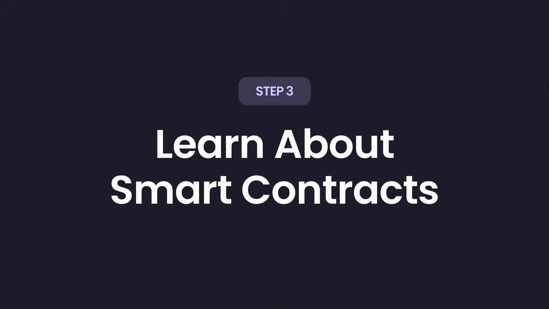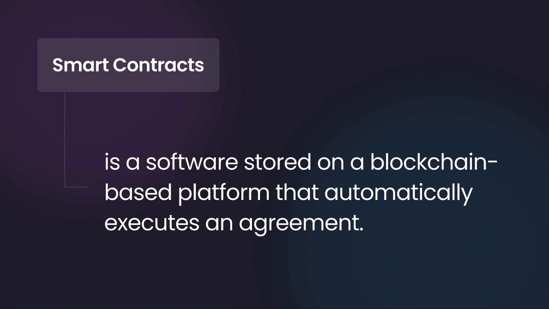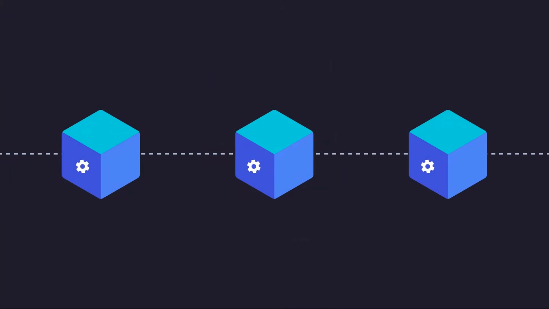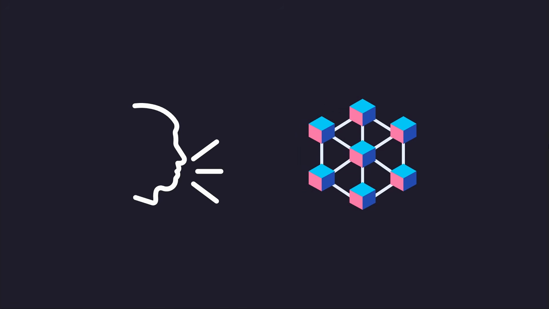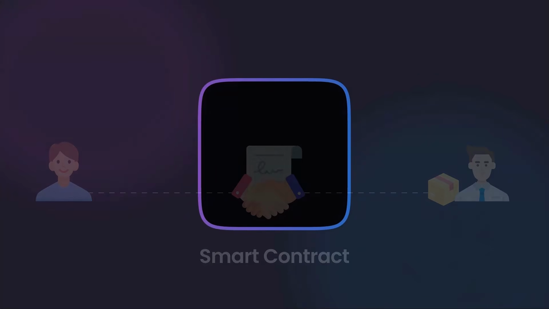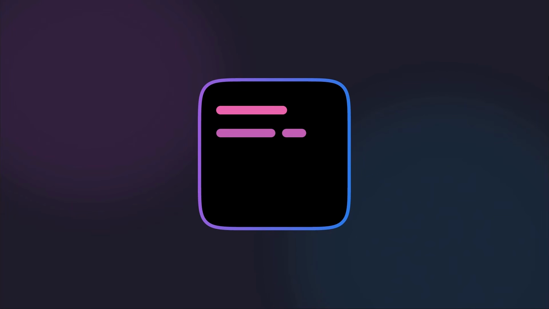The third step in our journey is to learn about smart contracts. A smart contract is a software stored on a blockchain-based platform that automatically executes an agreement. Smart contracts are how you can program the blockchain to perform a specific set of instructions, like you're telling the blockchain exactly what to do. Smart contracts enable you to exchange anything of value while also eliminating the middleman. The self-executing feature of a smart contract is what makes it very important.